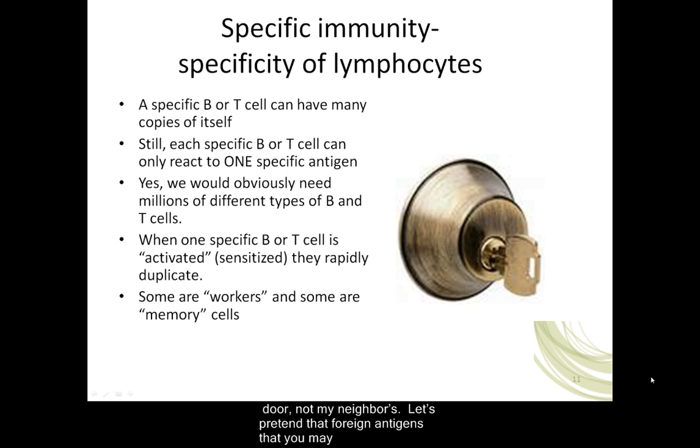Let's pretend that foreign antigens that you may encounter during your lifetime are represented as locks, and your T cells and B cells are keys. Each flu virus, bacterial infection, or fungal infection you may ever have in your lifetime is represented as a new lock entering your body. The T cells and B cells that fought the infection you had last month fit into that lock, but the infection you have this month is a new lock, and thus a new set of keys must be used to fight that infection.